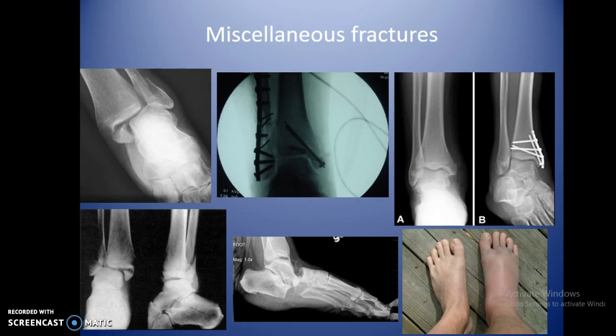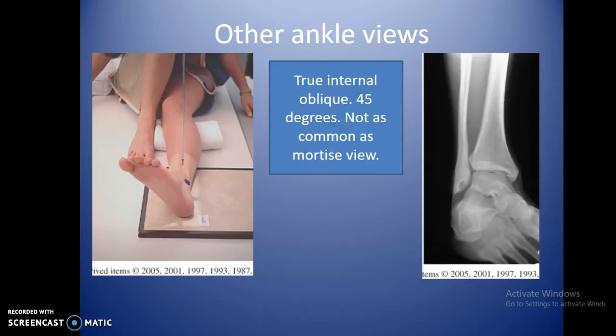There's some miscellaneous fractures you can go through. Other ankle views. This is a true internal oblique with a 45-degree angle. Usually this is too much for most departments. If you do it and your mortise isn't open, you just need to back off the angle just a little bit.